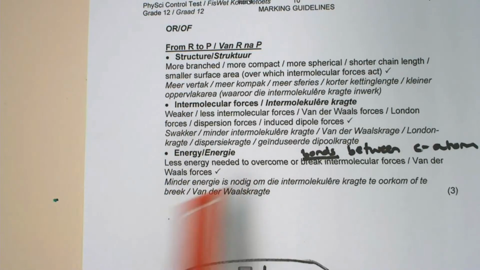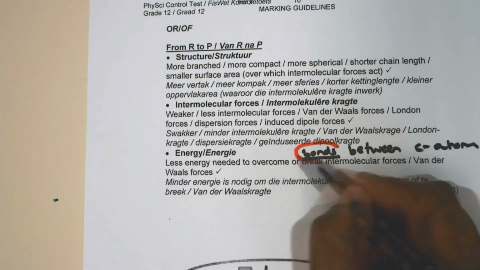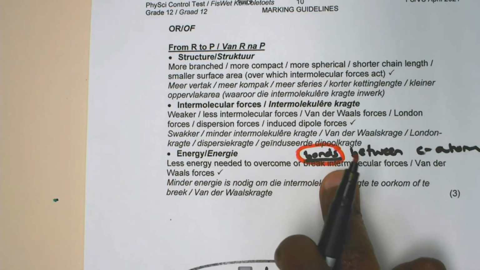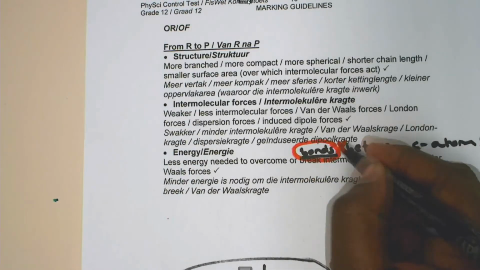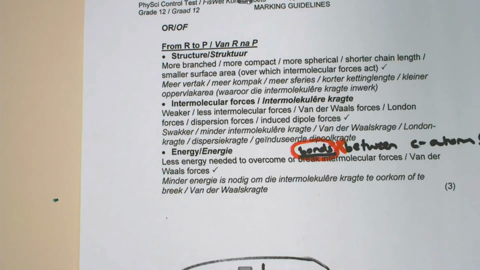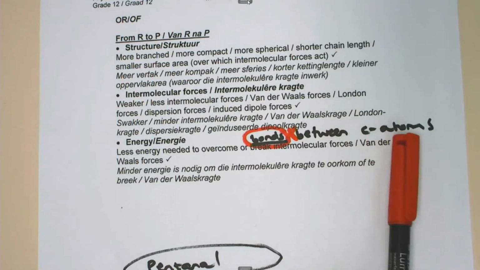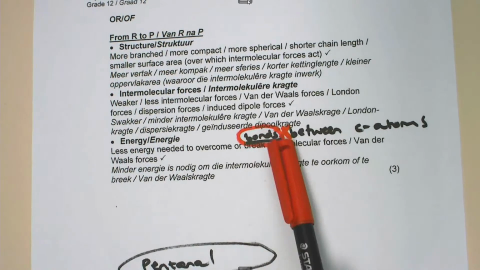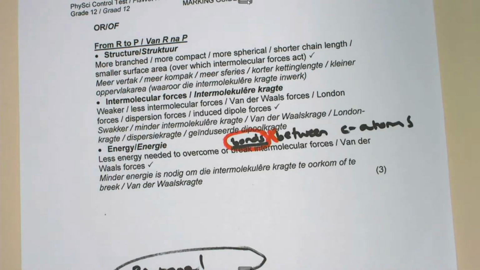So once the learner says less energy needed to overcome the bonds, even if it does not say bonds between carbon atoms, when the learner says bonds, then the learner must forfeit this mark. The learner must say between molecules at least, then you can give the mark. But discourage the use of bonds.